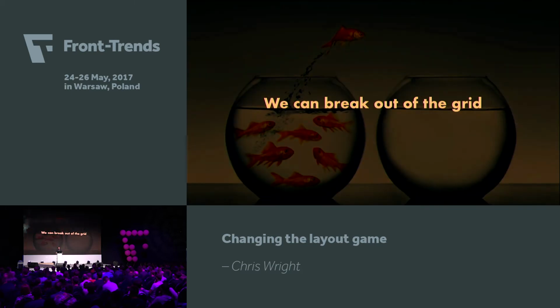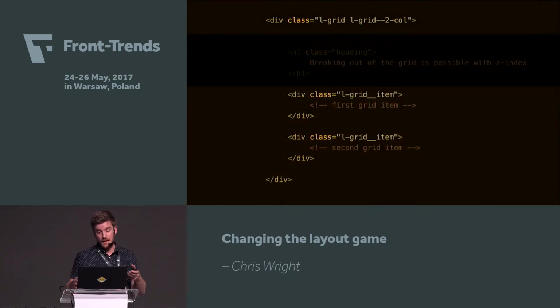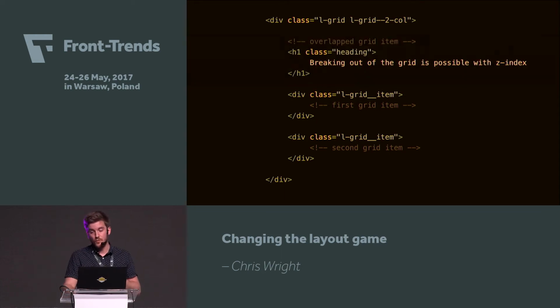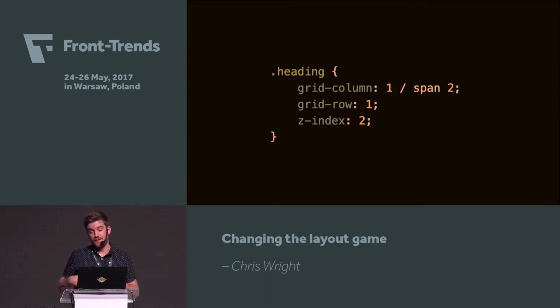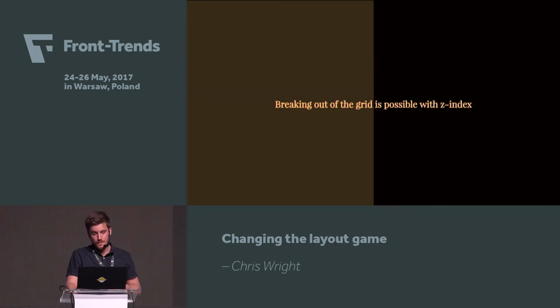We can also allow a grid item to appear to break out of the grid. And that would actually still be part of the grid. So marking up in the same way, you would say you want a heading that goes over the top of the grid. You would make it also a grid child. And to get the grid item to do that, you would then make it occupy the same tracks and give it a Z index higher than those items. And you get something like this.